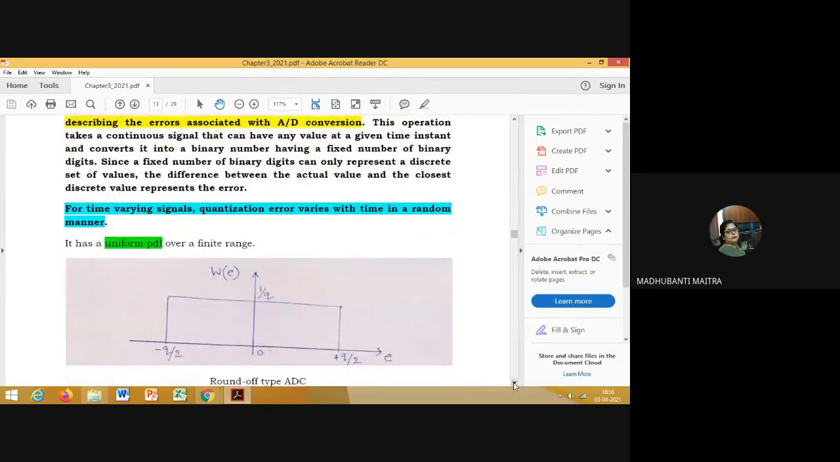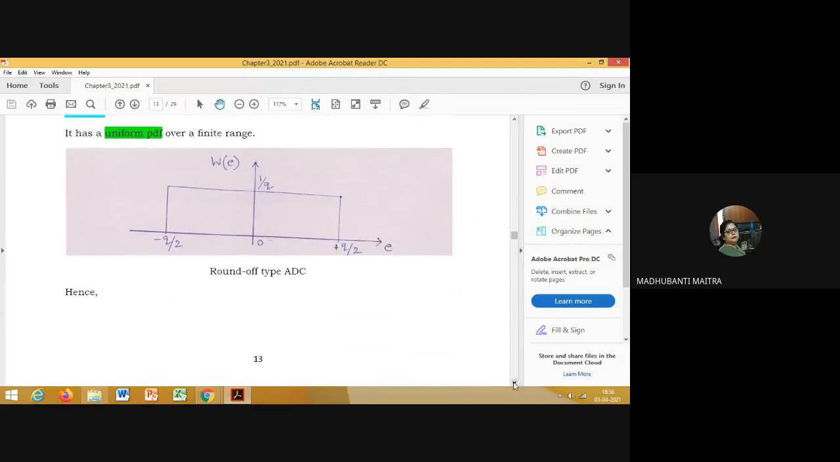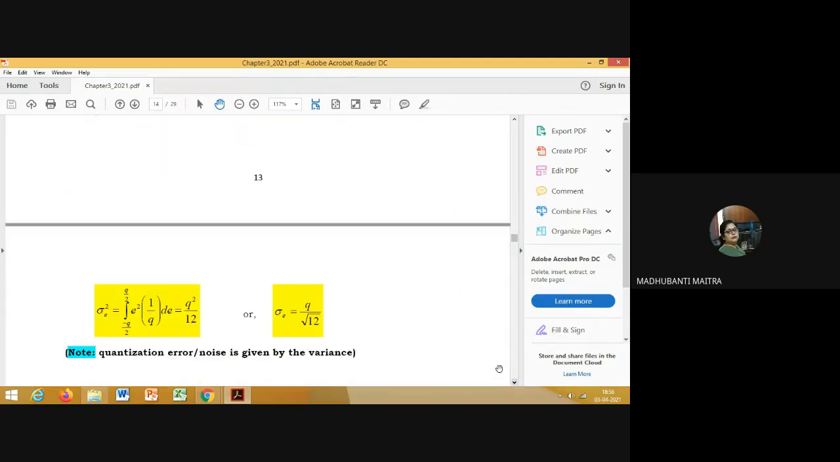So here we have just calculated that quantization error, and the error variance will be equal to q square by 12, where q is the quantile interval in volt, and this is the standard deviation.